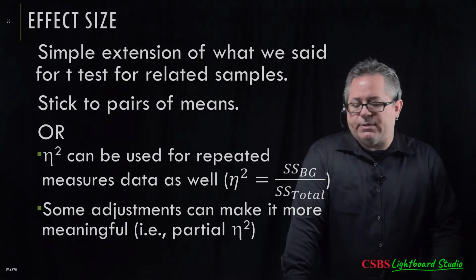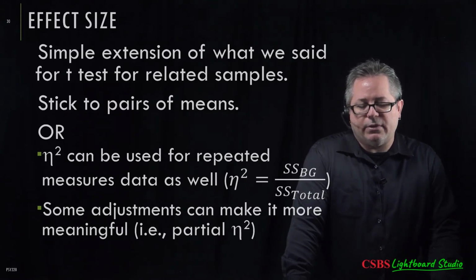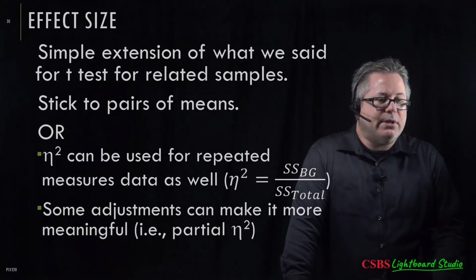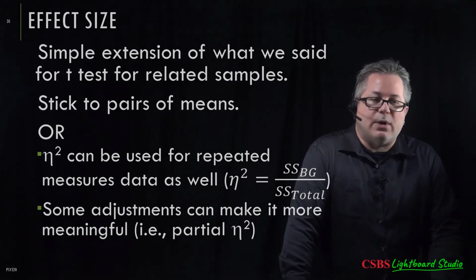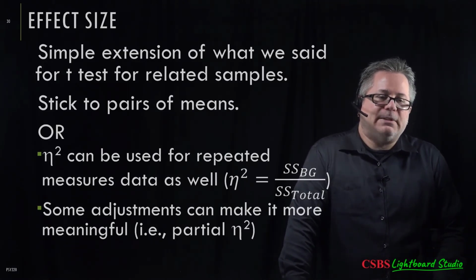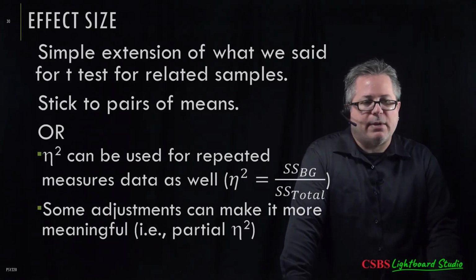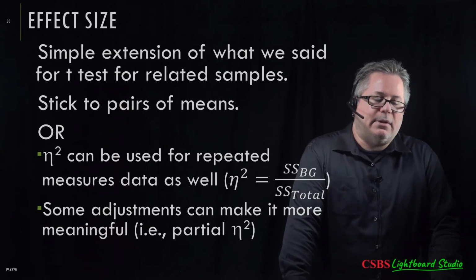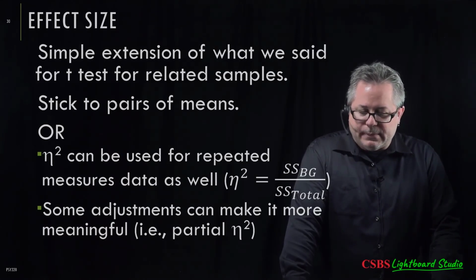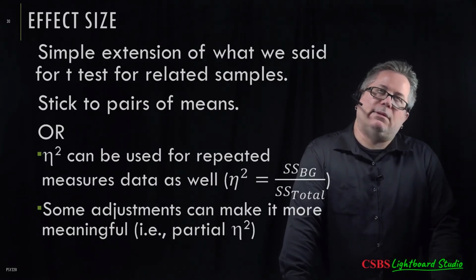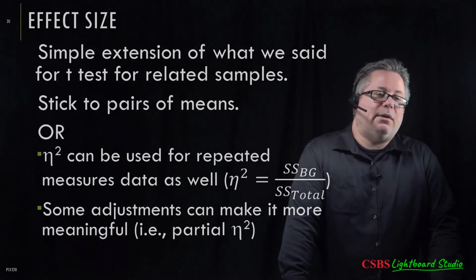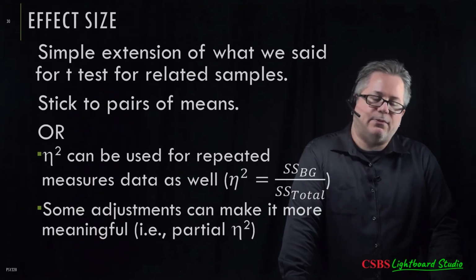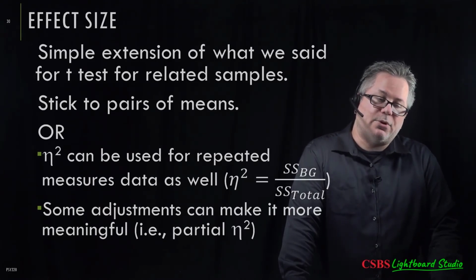There are some adjustments that can be made to eta squared that, if you continue in stats, you'll learn more about. These things called partial eta squareds, as opposed to regular eta squareds, can give you some more meaningful information about the effect size for data. But just for the sake of time and ease and maybe a bit of sanity on all of our parts, let's just stick to regular eta squared as our effect size measure for repeated measures ANOVA.